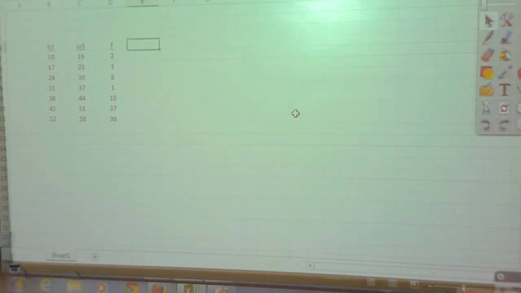And midpoint, X. What did we say the midpoint was? How do you do it? Equals parentheses 10 plus 16, divided by 2. And then here's a trick I learned in the war. Just copy those down, and there's your numbers. Go ahead and check them. I'll put that right here for you so you can see the formula. Excel is something that you need to learn how to use.